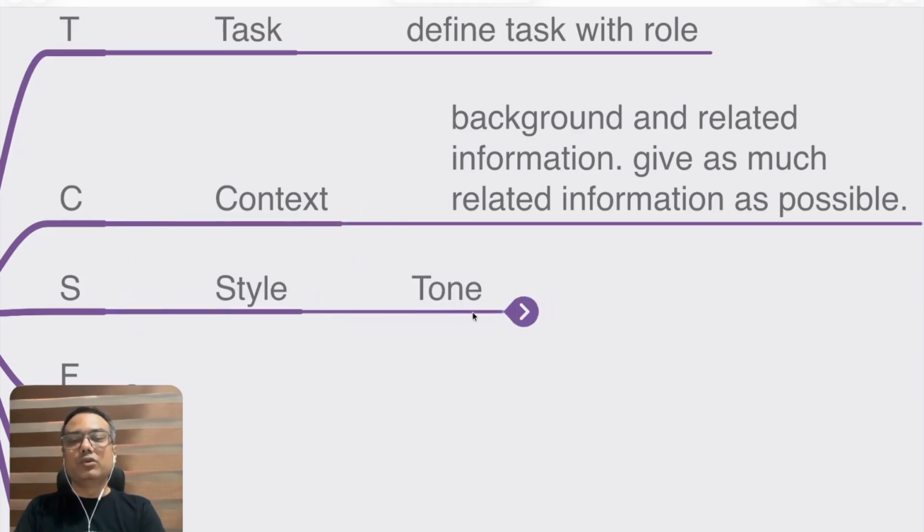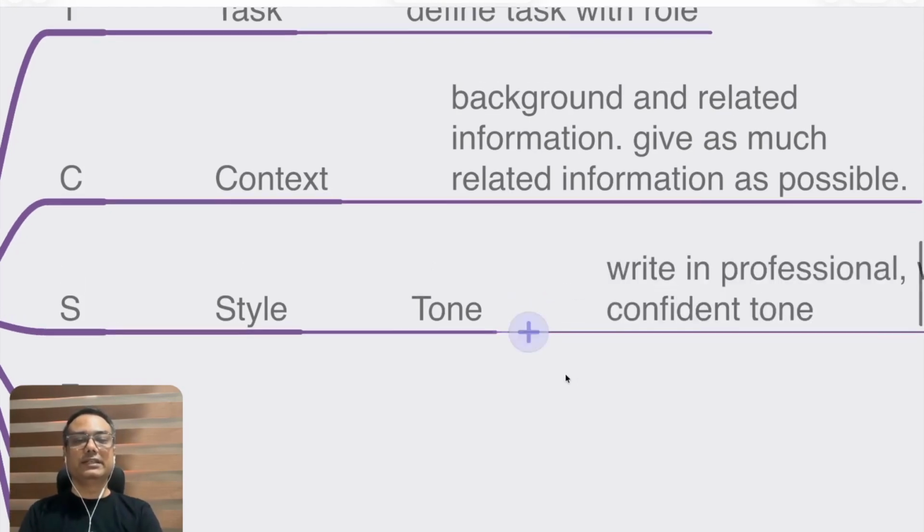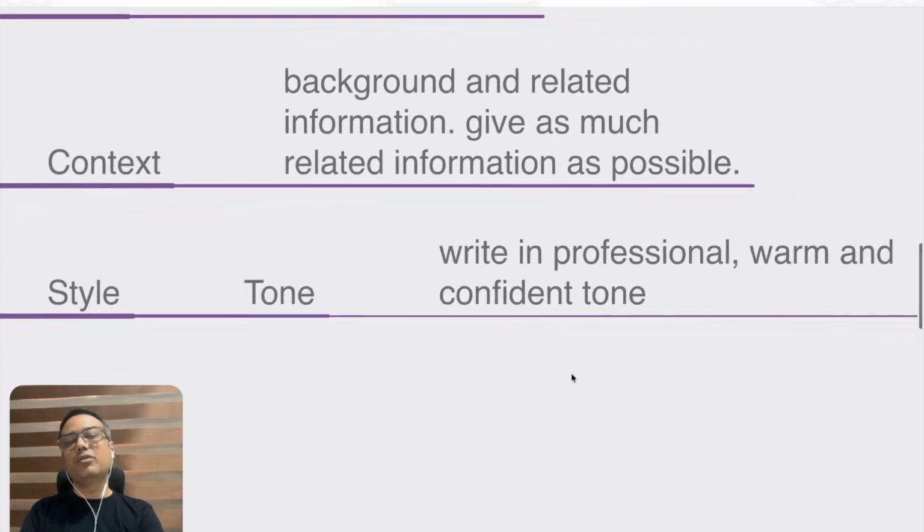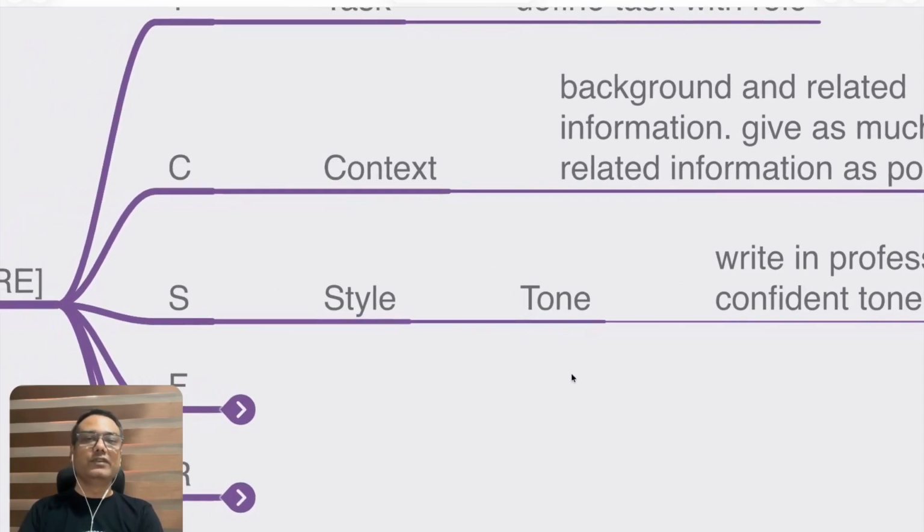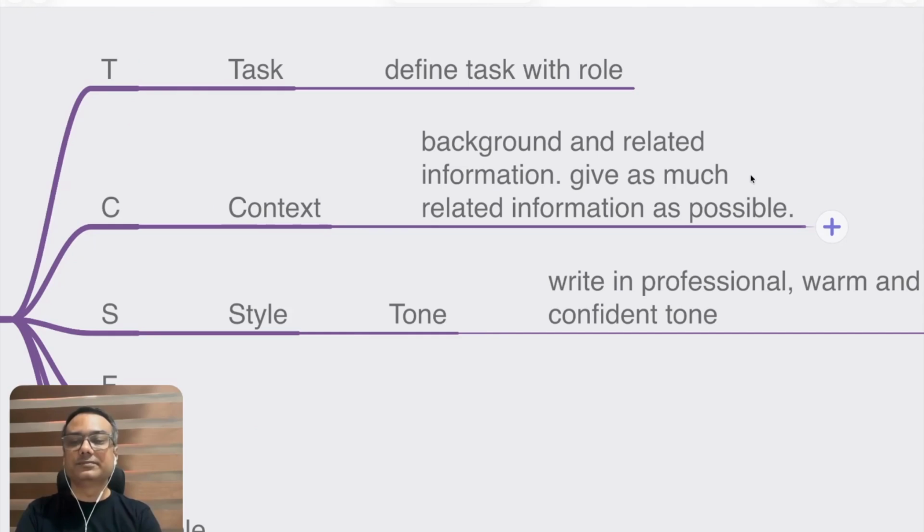S, style, is all about the tone. The words are the magic. When you use the right word at the right time, it creates magic. It can create a problem or it can solve a problem. When you define the tone, you are actually solving the problem. For example, write in a professional, warm and confident tone. Adding this kind of tone will improve the wording.